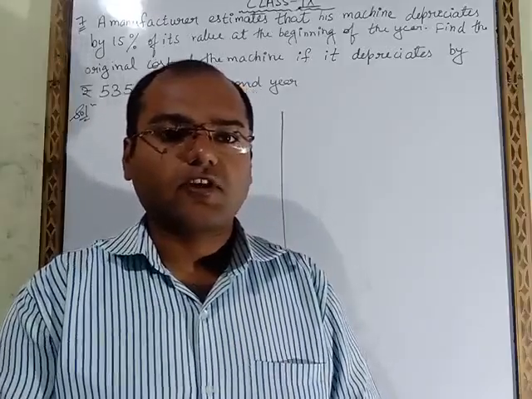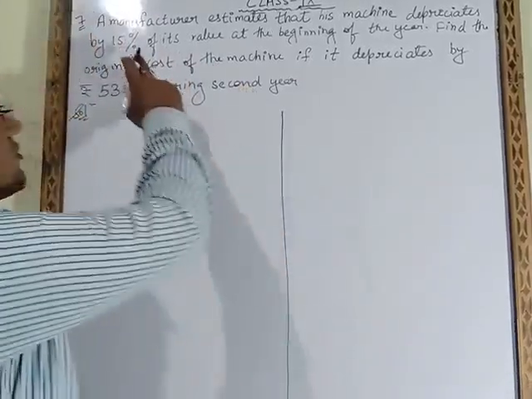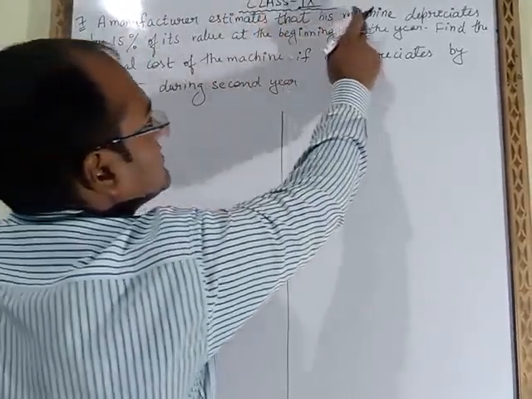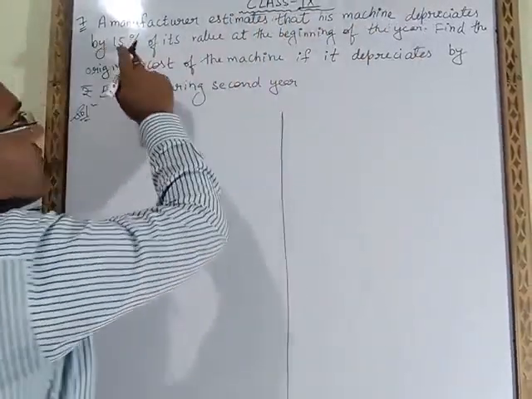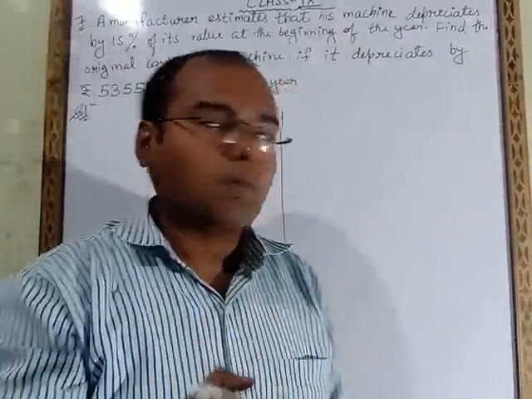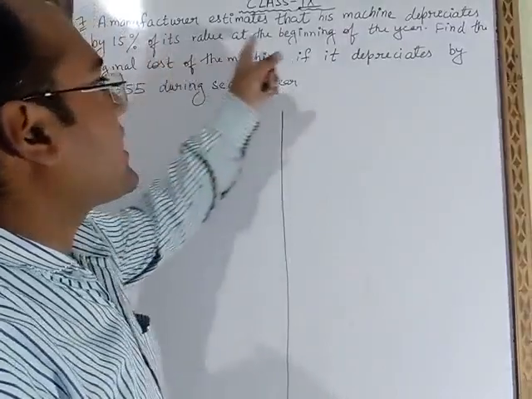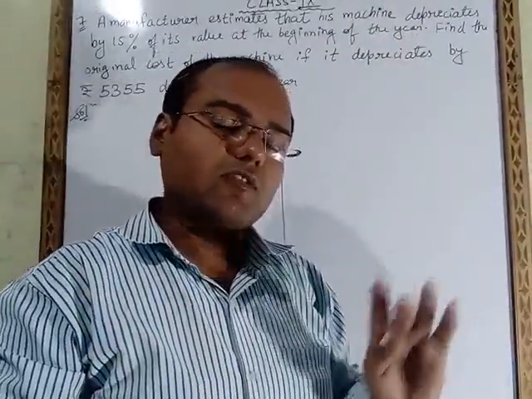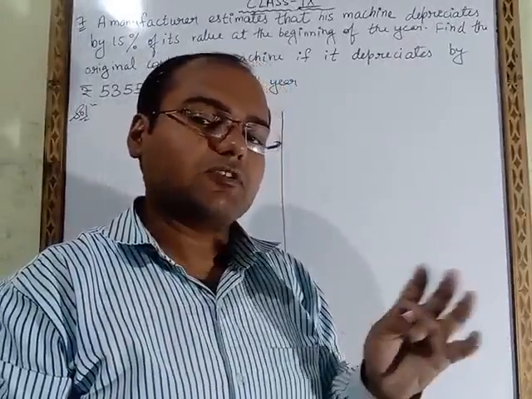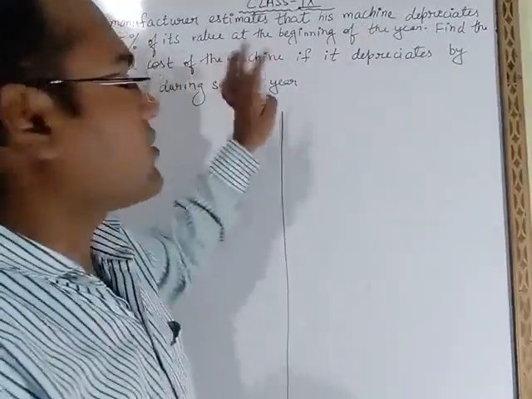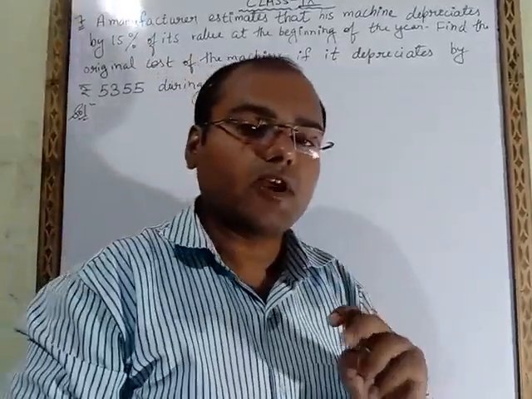Now see question number 7. The 7th question is, a manufacturer estimates that his machine depreciates by 15% at the beginning of every year. Depreciate means its value goes down, reduced by 15%. Find the original cost of the machine. What we have to find? We have to find the original cost.